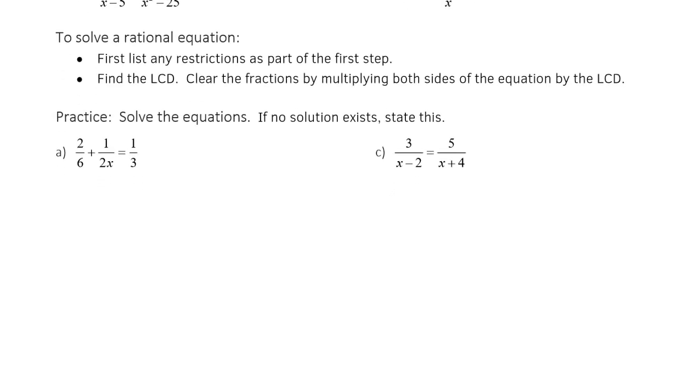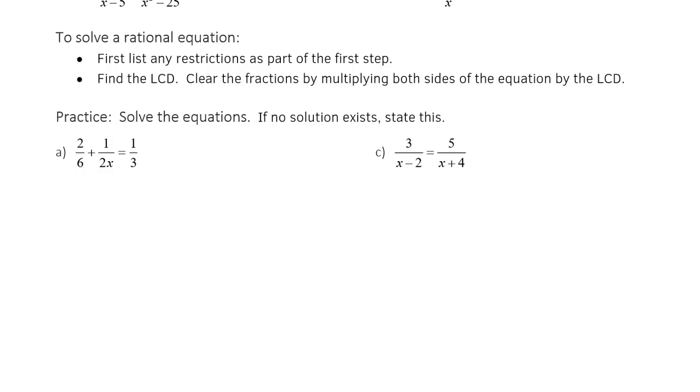To solve a rational equation, we first need to list any restrictions as part of the first step. Next, we need to find the LCD. When you find the LCD, you can multiply both sides of the equation by that LCD to clear the fractions. So let's practice solving some equations. If there's no solution, state this.